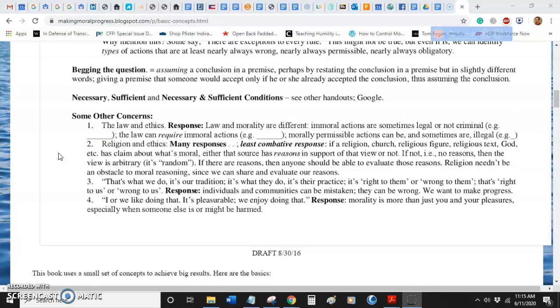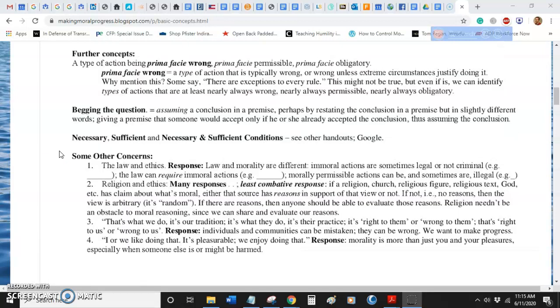All right, finally, I want to just note that the law and ethics are different. Just because the law prohibits something doesn't mean it's morally wrong. Just because the law requires something doesn't make it morally permissible or morally obligatory. So the law and morality are different.